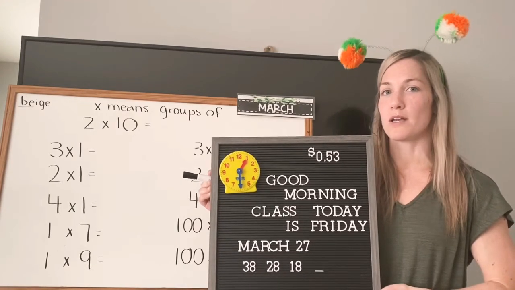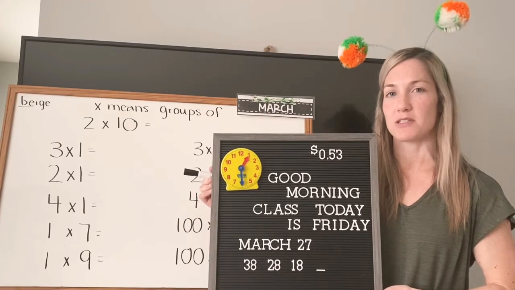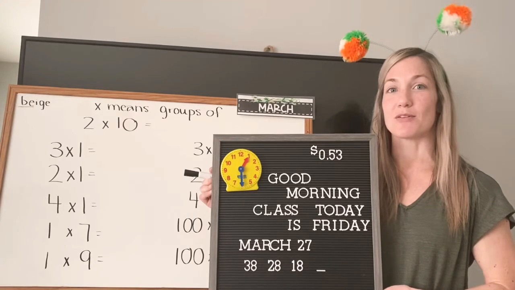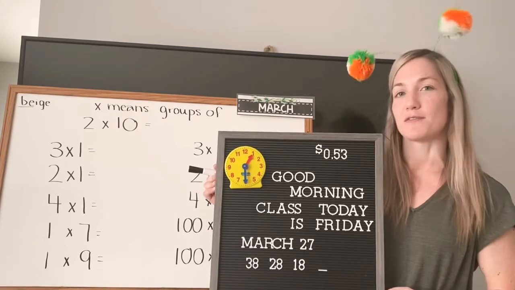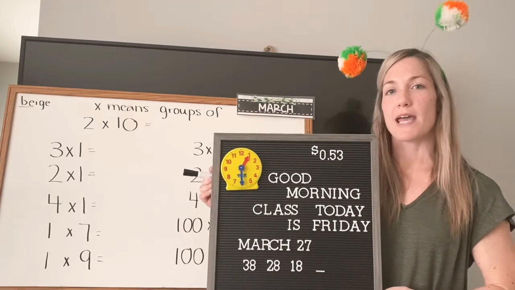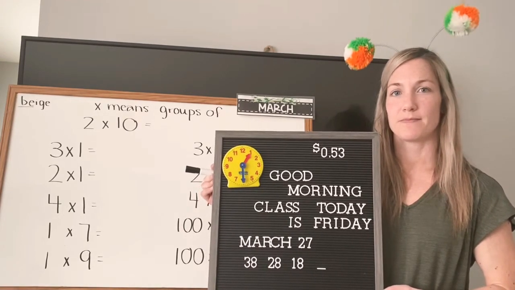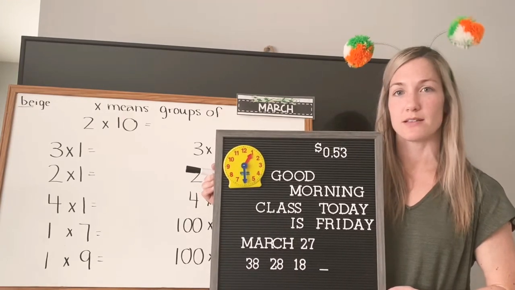I know that 1 quarter is 25 cents. If I have 2 quarters, how much is that? That's right, 2 quarters is 50 cents. I need to make 53 cents. What would I add to my 2 quarters to make 53 cents? If you said 3 pennies, you would be right.